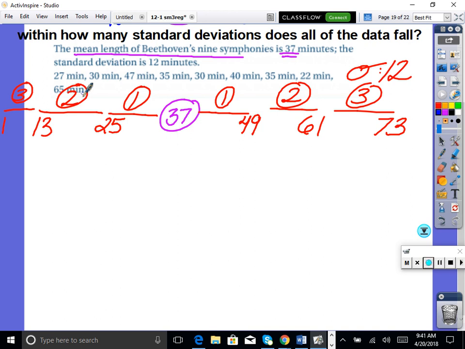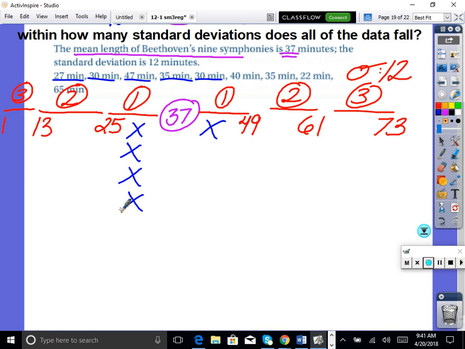length fall? Meaning, how spread out is the data? So 27 minutes falls within which standard deviation? 1. True. 30 falls within which one? 1 standard deviation. So these are all close to the average. 47 up here. 35 falls down here, right? 30 falls within here. Aren't these all close to the average?